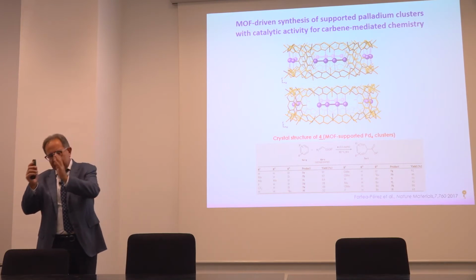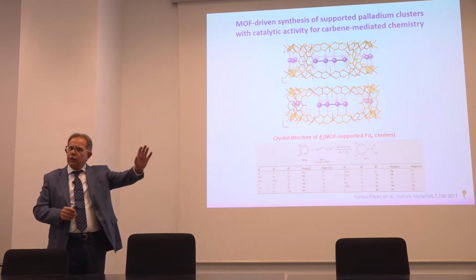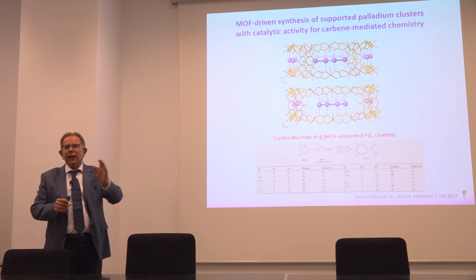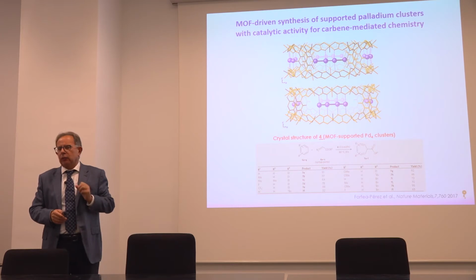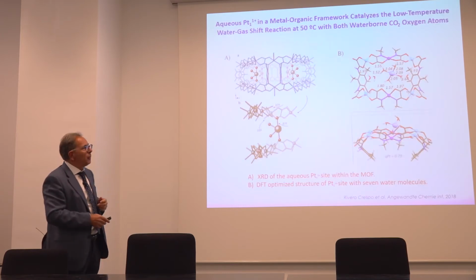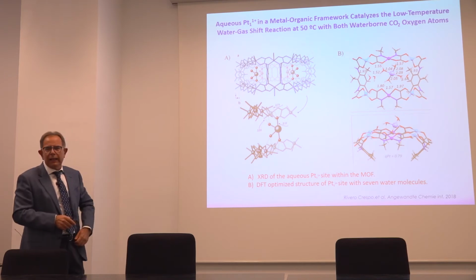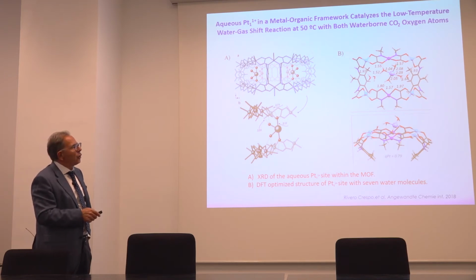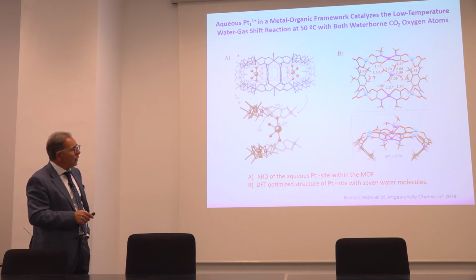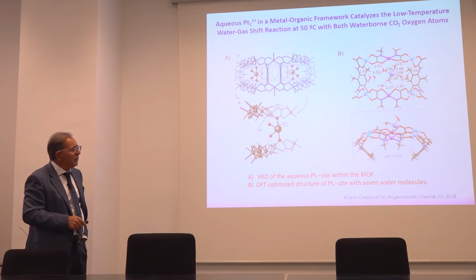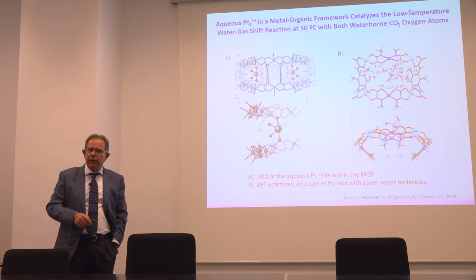We could then make two-atom clusters of palladium. They were also active, and we could make even single atoms. In this case of platinum, you see that we have single platinum atoms that are coordinated to two carboxylates and the rest to molecules of water.